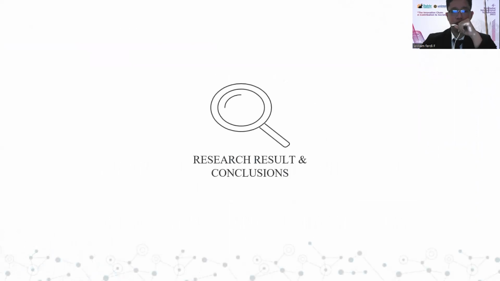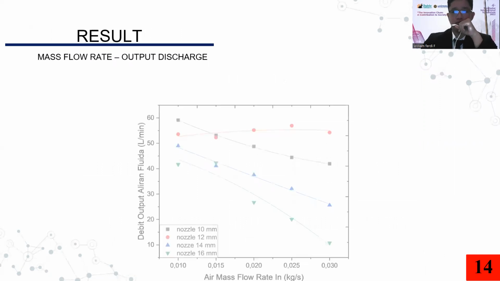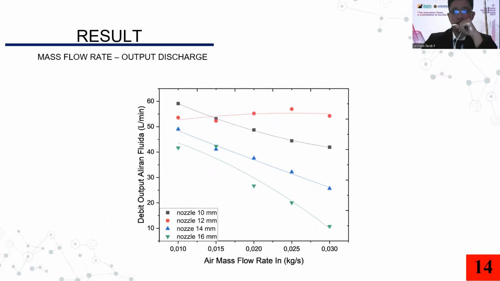And also, we continue to the research results and conclusions. Here, we got mass flow rate versus output discharge using variation of nozzle diameter 10, 12, 14, and 16 millimeters. It shows a decrease in the discharge value as the nozzle size increases.